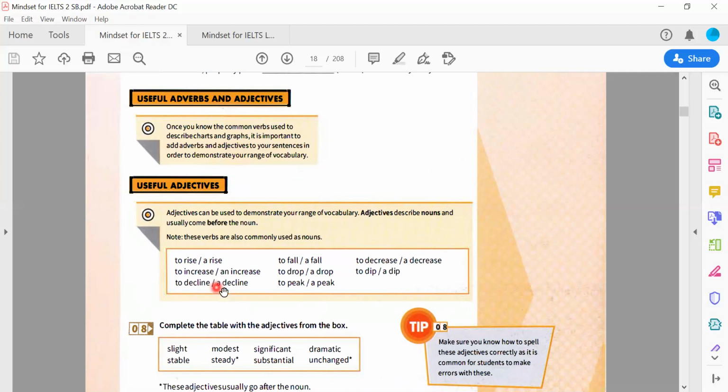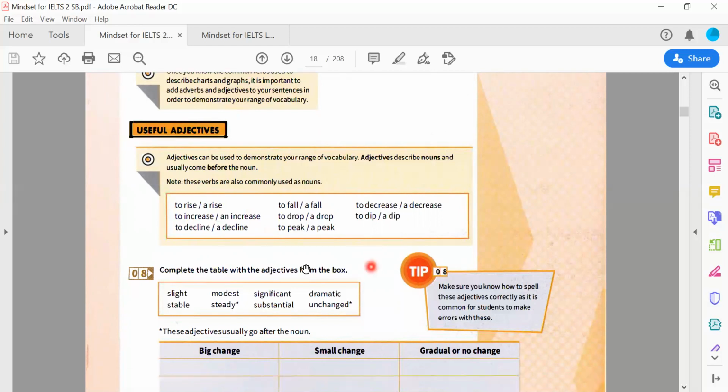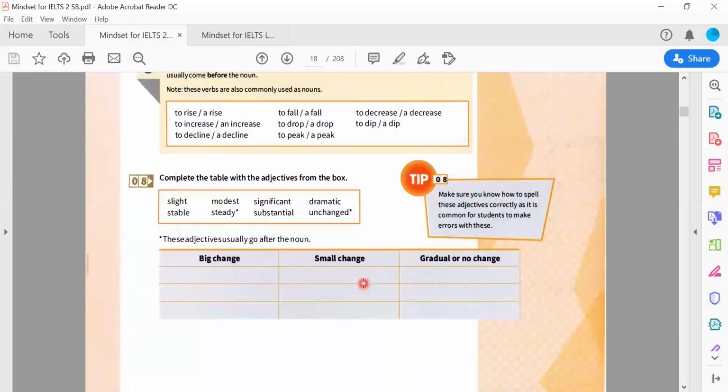For example, in here, the noun form is rise, and then the adjective is slight. For example, we say there is a slight rise, or there is a slight increase, or we see an increase in this. So this shows also the adjective forms and noun forms. You just study that at home and learn these ones.